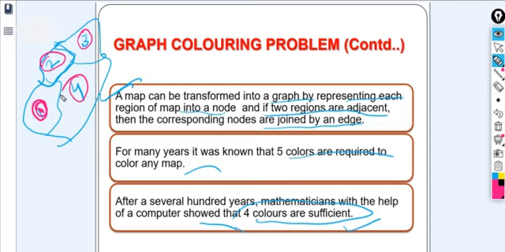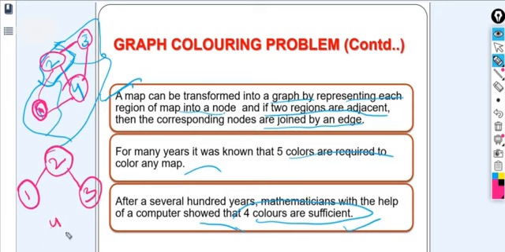This particular region is connected with this one, so connect it. 1 to 2 is connected, 2 to 3 is connected, 1 to 3 is not directly connected, so no need to connect. 3 to 4 is connected, 1 to 4 is connected, 2 to 4 is also connected. Now we can convert it into the graph like this: 1 to 2 is connected, 2 to 3 is connected, 3 to 4 is connected, 1 to 4 is connected, and 2 to 4 is connected.